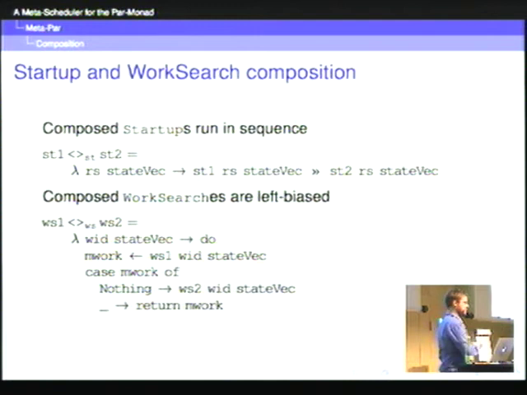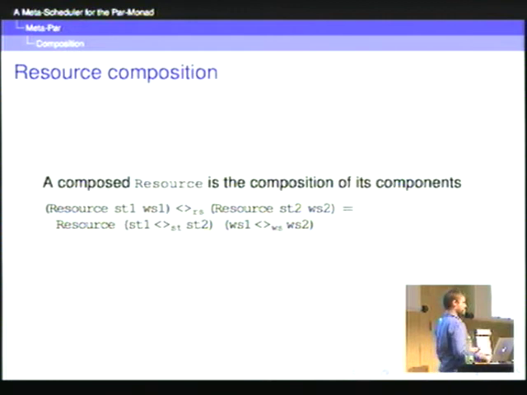So composed startups just run in sequence. But work searches, we want this to be a stack. We want the SMP work to take priority over the distributed work because it costs a lot more to go distributed than it does to just grab some more work locally. So they're left biased. They just draw from the first source. And then the resources, you just compose the components and you have a composed resource.